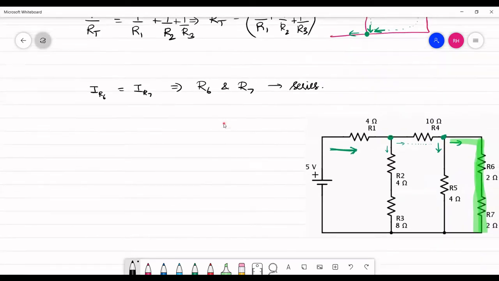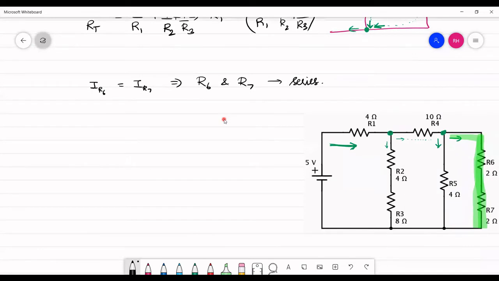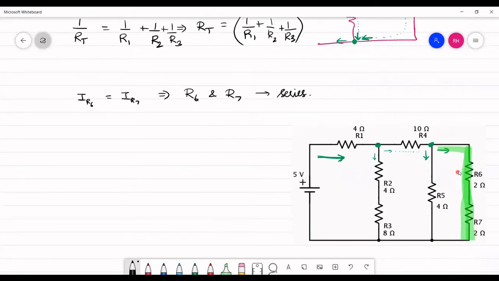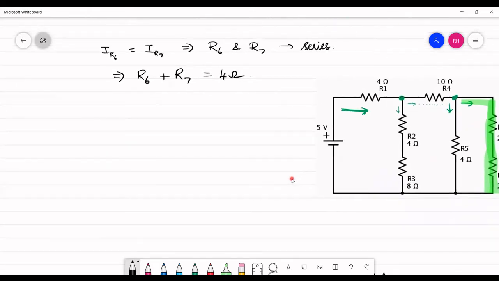So now let me proceed with the simplification. Here, as you could see, R6 and R7 are connected in series, which means R6 plus R7. So it is 4 ohm. So now let me redraw the circuit.